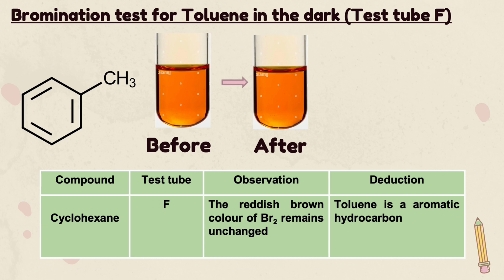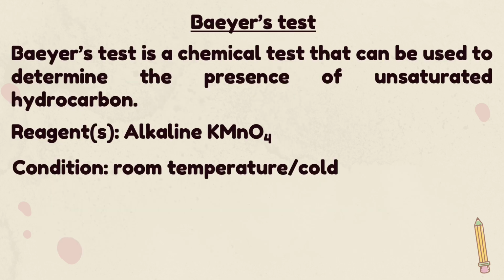So the reddish color of bromine will remain unchanged. Okay, now we're done with the bromination test. We proceed to the second test, which is Bayer's test. Bayer's test is also a chemical test that can be used to determine the presence of unsaturated hydrocarbon.